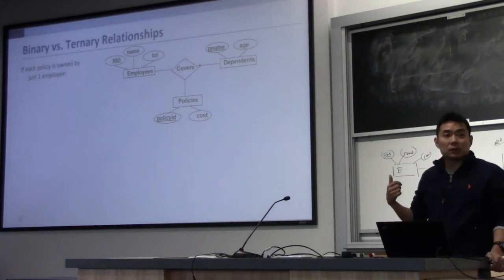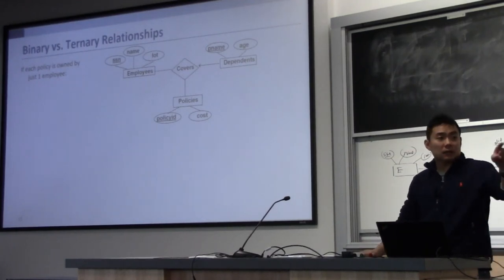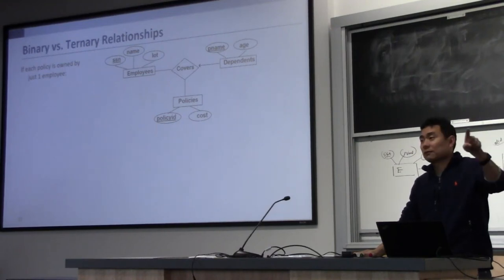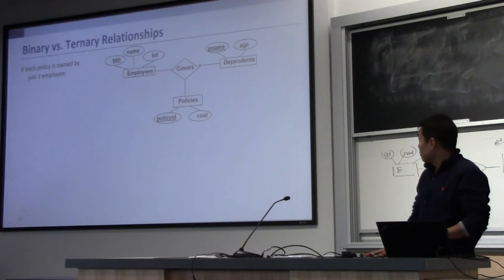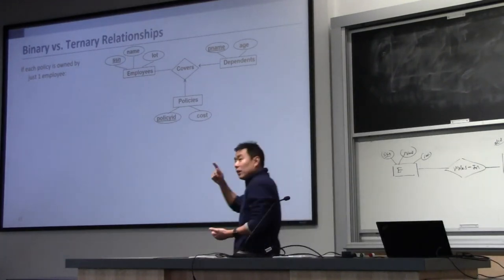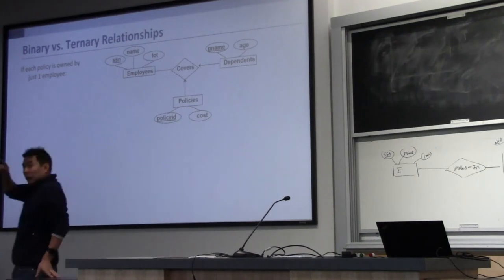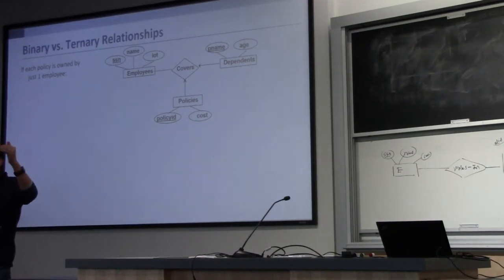How would you do it? Somebody tell me that. An arrow from policy to coverage. Fantastic. Because it says an employee may still purchase multiple policies, but a policy now belongs to just one employee. So now from a many to many, it becomes a one to many. Okay?